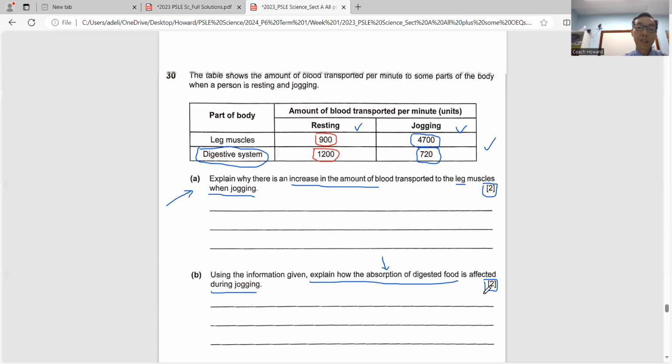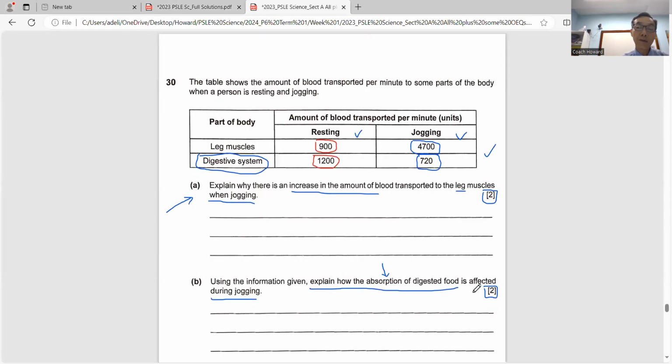This question is actually testing the P5 content of both the circulatory and the respiratory system. So it's important that you have a solid foundation in P3 to P5 content in your science.